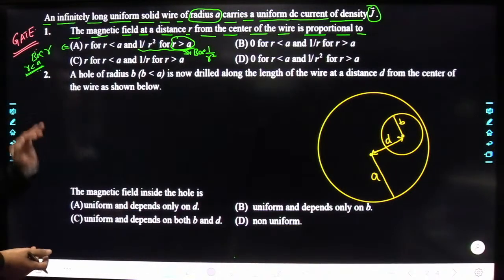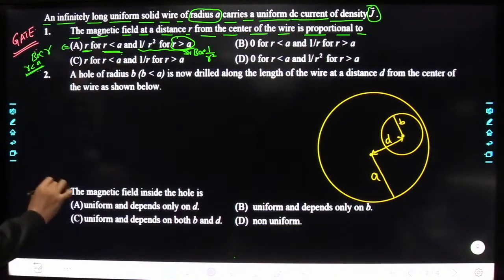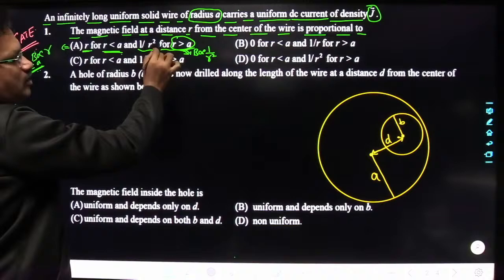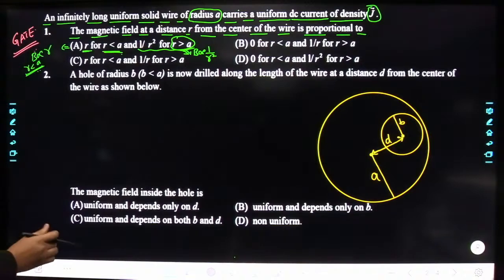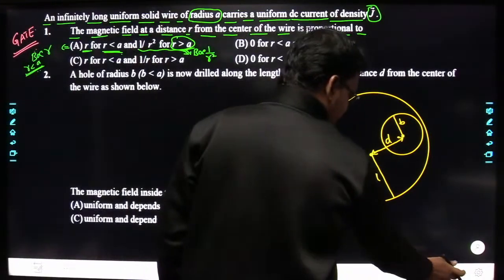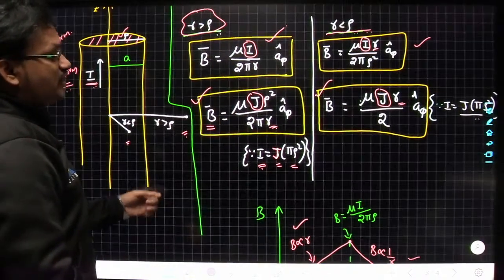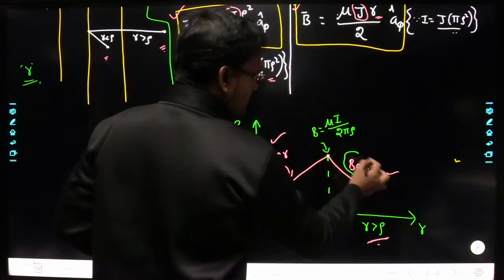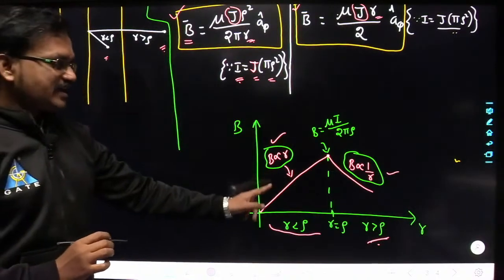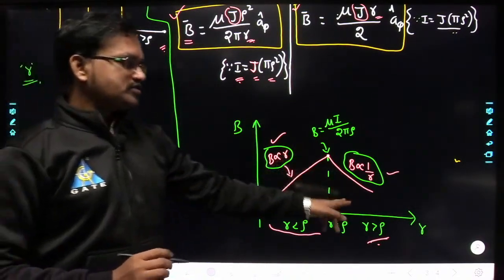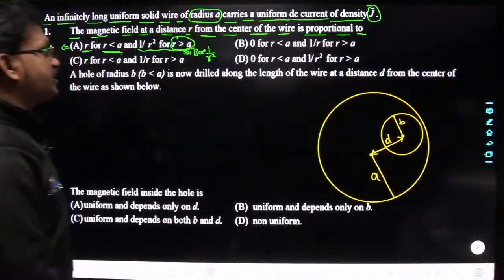Understood? In option A, the B field is proportional to r for r less than A, and it is 1 by r square for r greater than A. So is this correct or wrong here? We know that the B field inside the wire is directly proportional to r, whereas outside the wire, the B field is inversely proportional to r. Understood? Okay. But here in option A, what they have given here?